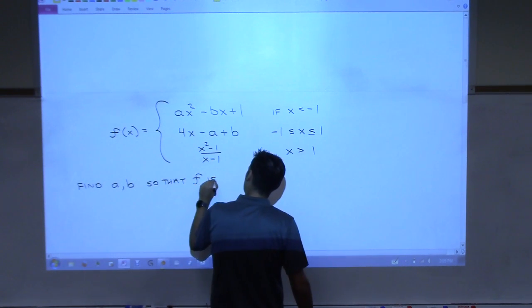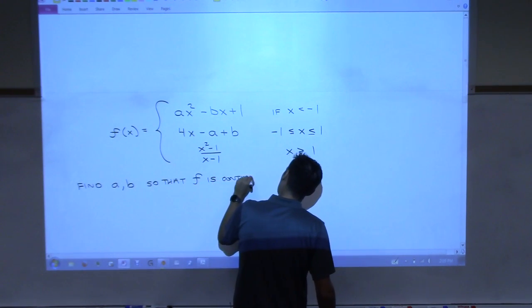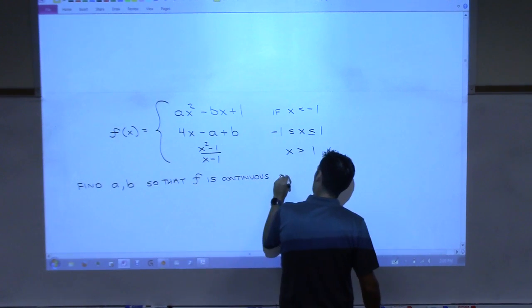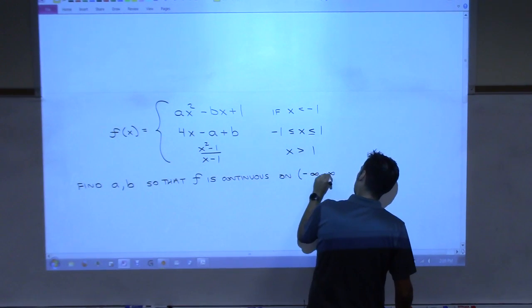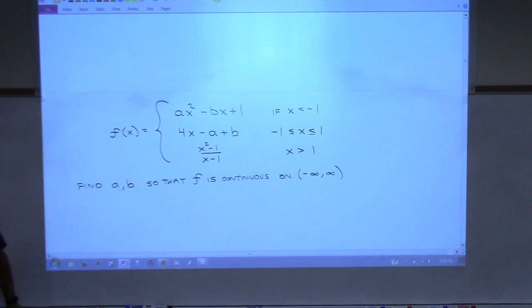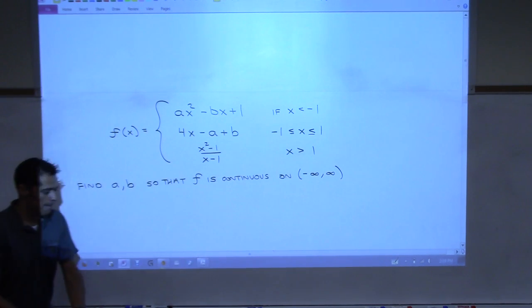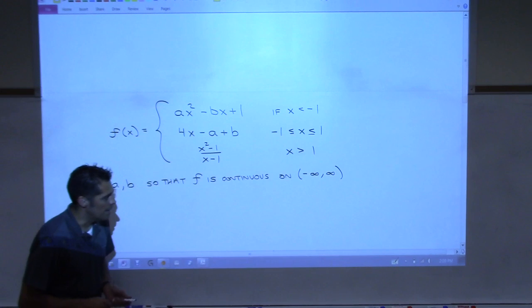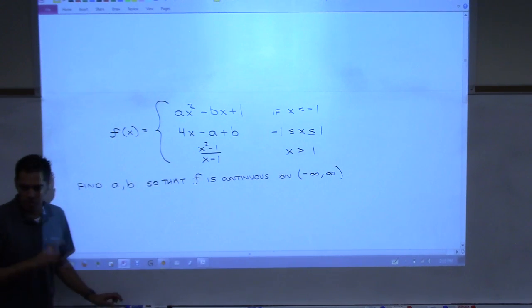The instructions for this problem are to find a and b so that f is continuous on negative infinity to infinity. I want you to tell me what a and b would be so that when I draw this function, I don't have to pick up my pencil. Are you good? You understand what that's saying? All right. Make sure you wrote that down.